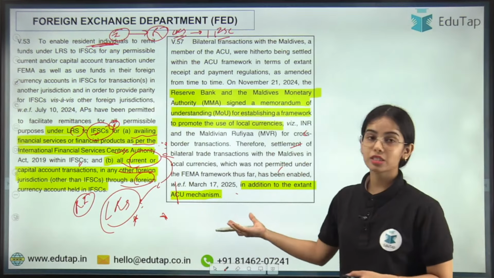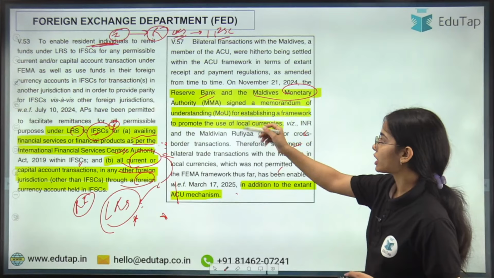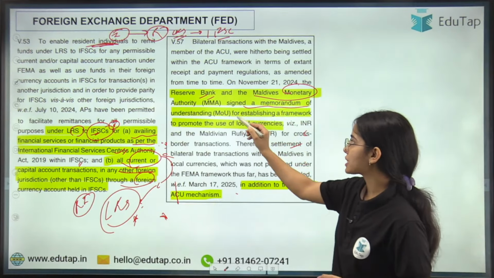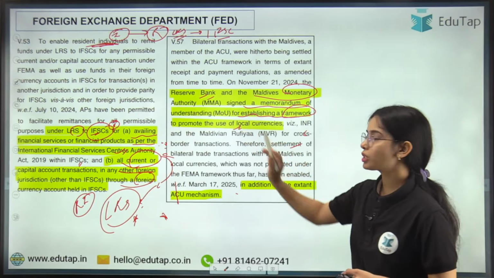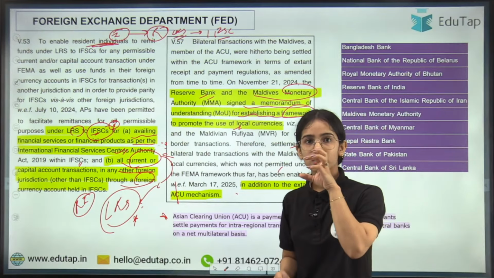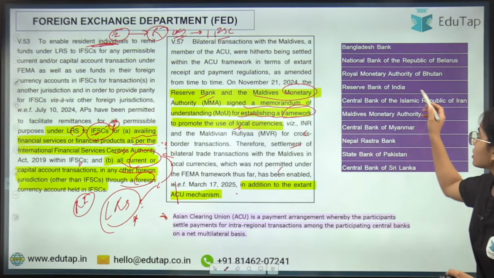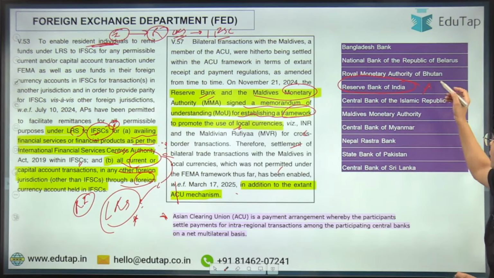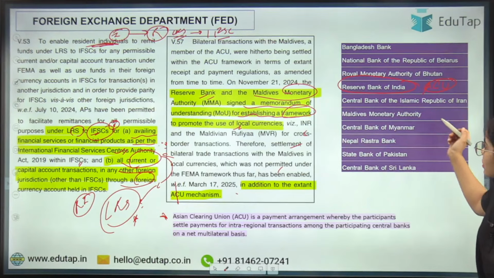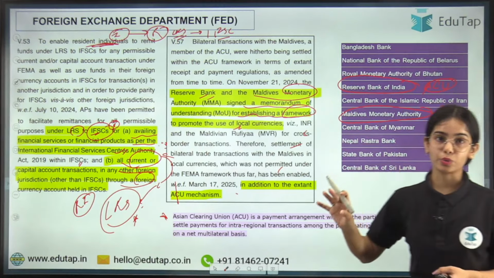Again, we have just discussed this in our previous class: the Reserve Bank and the Maldives Monetary Authority have signed a memorandum of understanding for establishing a framework to promote the use of local currency. The Reserve Bank of India is part of the Asian Clearing Union, and Maldives is also a part of the Asian Clearing Union, okay.